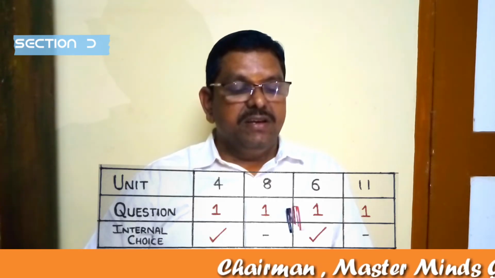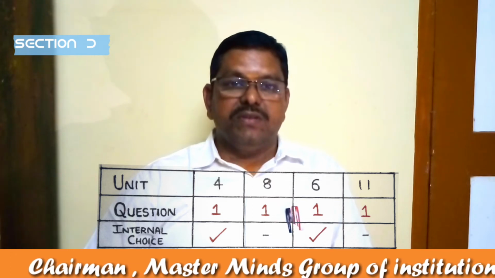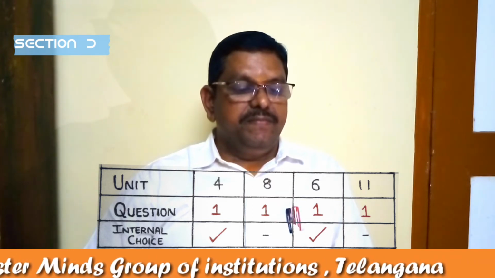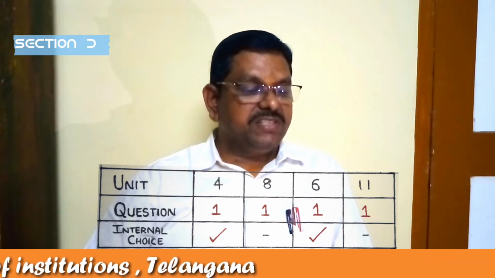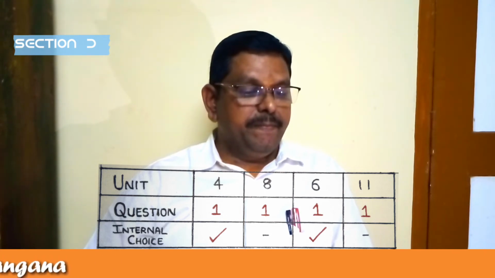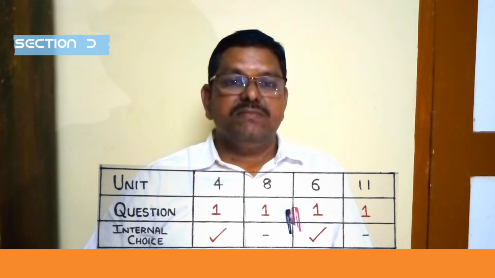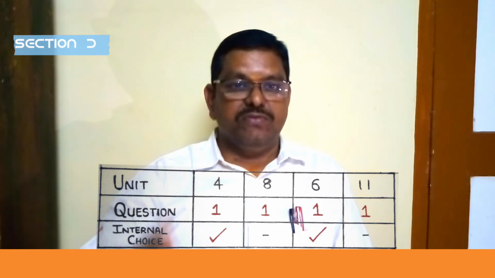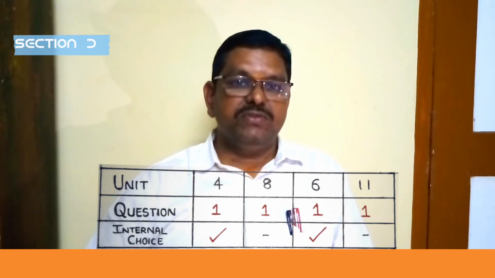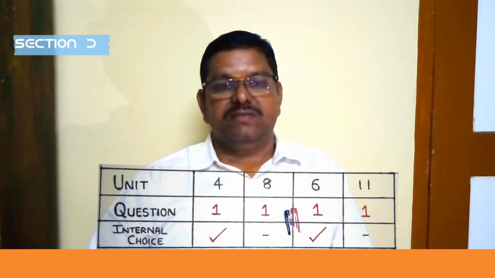Each carries 6 marks. So this is also one of the most important sections in the question paper, because we can score more from this section and the previous section also. Question number 33, it is taken from either third unit or fourth unit. Third unit or fourth unit, that means matrices or determinants.